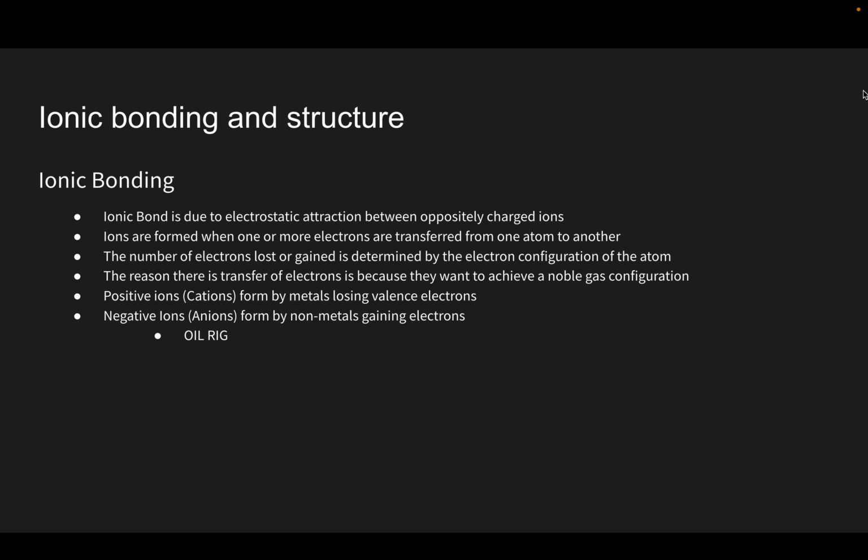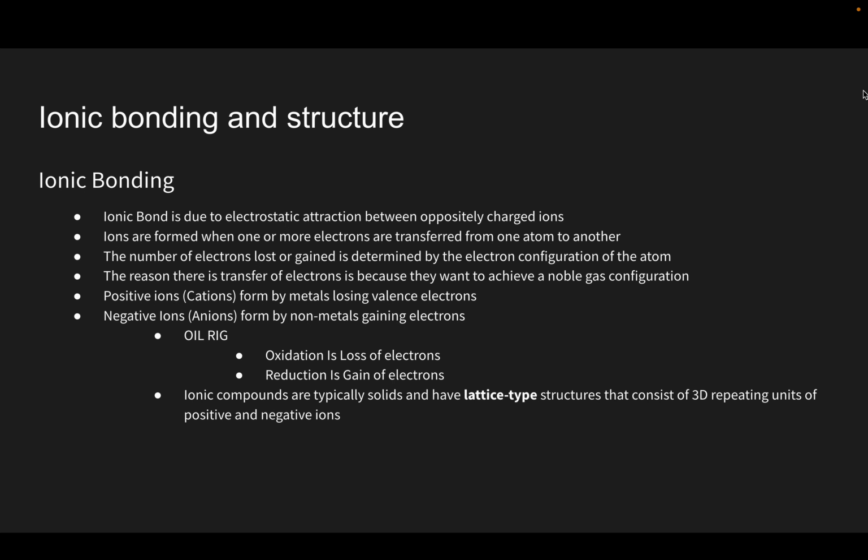And the short form, or mnemonic, for remembering this information is OIL-RIG. Oxidation is loss of electrons, reduction is gain of electrons. And the last one, ionic compounds are typically solids and have lattice-type structures that consist of 3D repeating units of positive and negative ions. We'll cover lattice type more deeply in the HL part, if I'm not mistaken, but maybe in SL too.